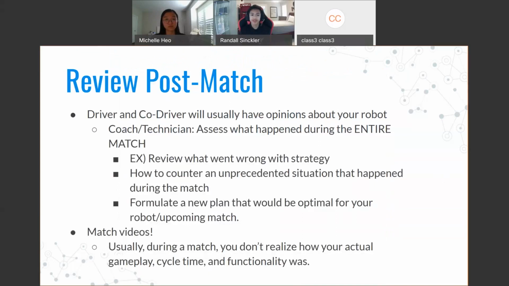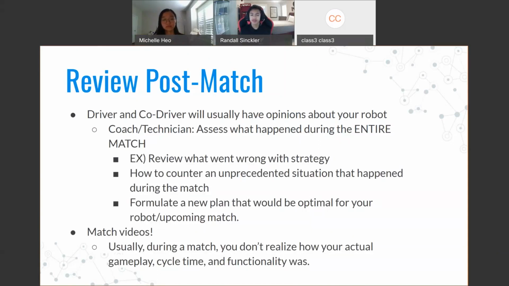So after each match, it is important to review what happened. The driver and co-driver will often have opinions about the functionality of the robot, but it's important to talk about where you can improve in more areas than just the robot itself. The coach and the technician were up close to watch the entire match, so their input into what could have been done better is valuable, and the audience also has their own opinions, so listen to them too.